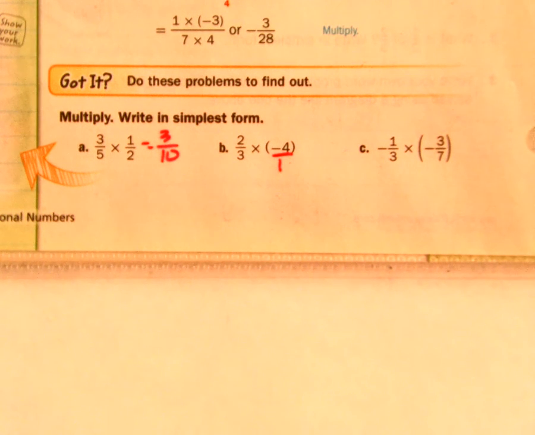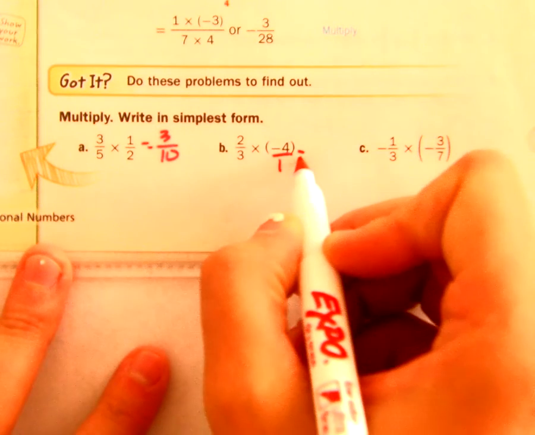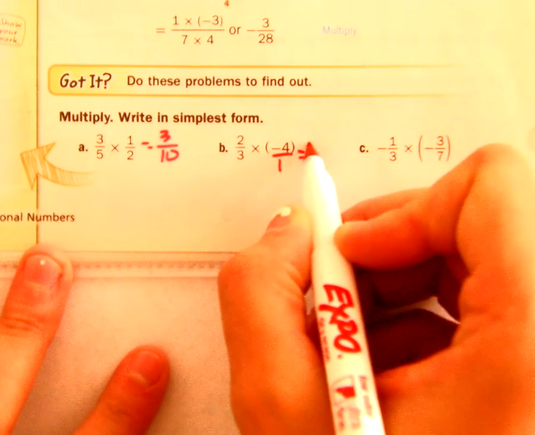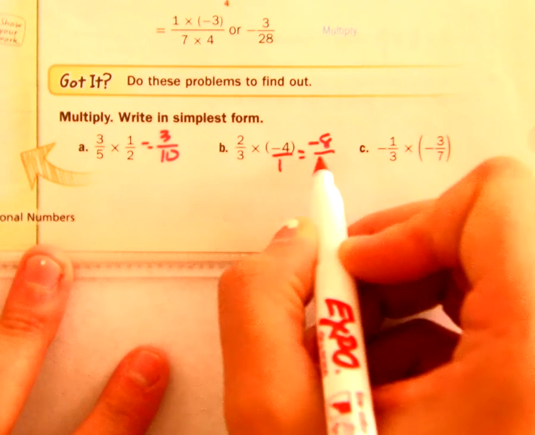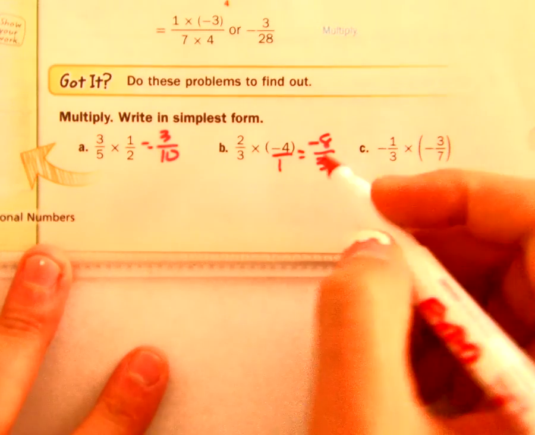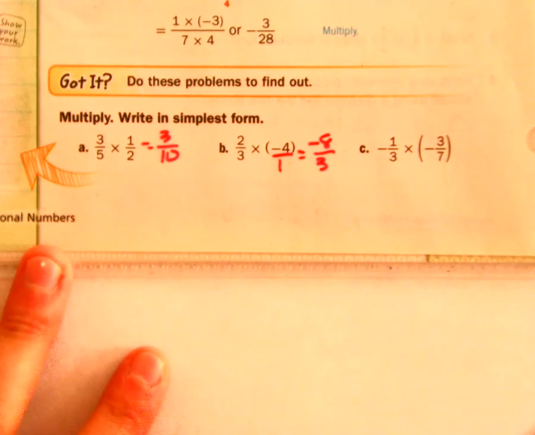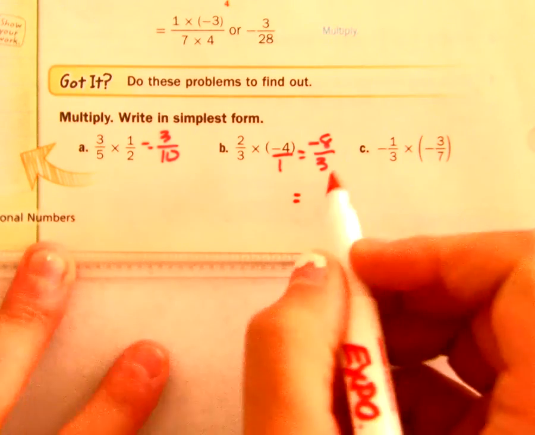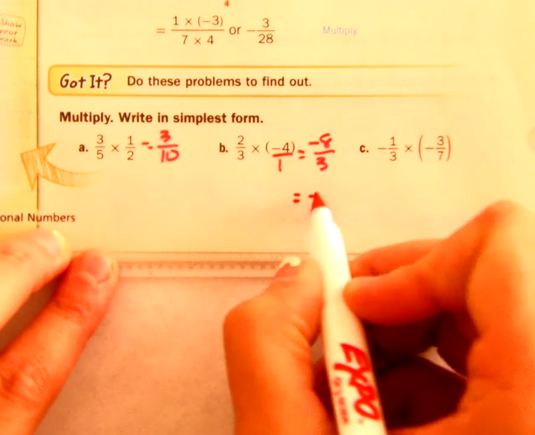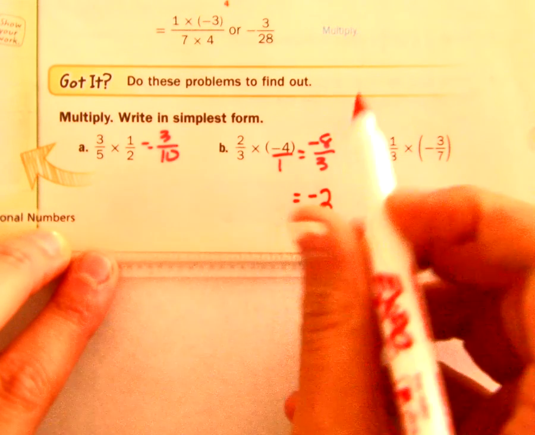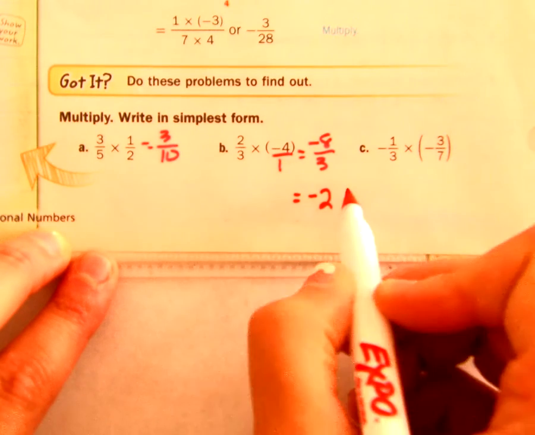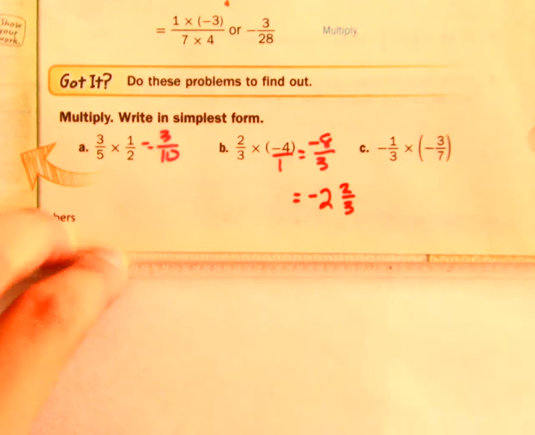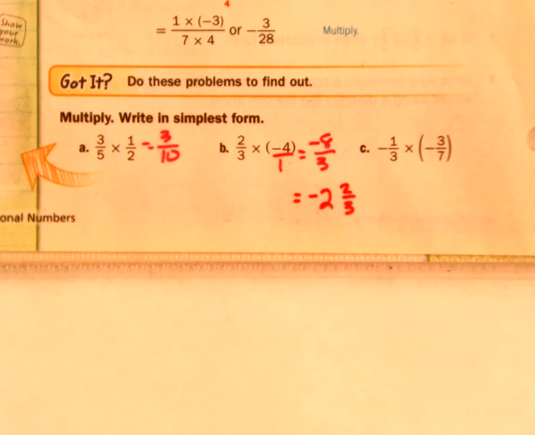Again, I multiply straight across. 2 times -4 is -8. 3 times 1 is 3. Then I need to simplify, so I'm going to make my improper fraction a mixed number. I know 3 goes into 8 2 times. I'm going to put my negative out front. And then 3 times 2 is 6, minus 8, which is 2. So I have -2 and 2/3, and nothing goes into 2 that goes into 3.